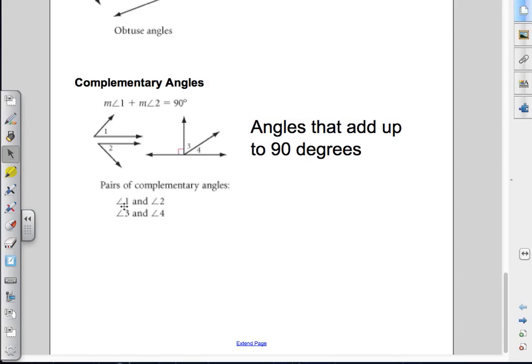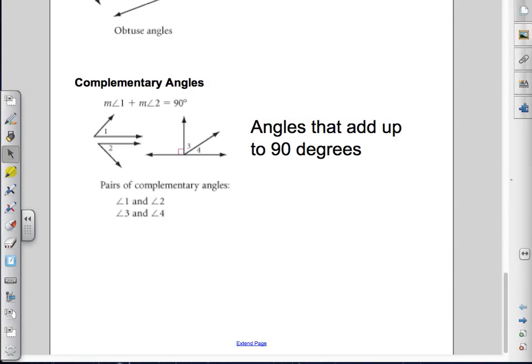So here it says pairs of complementary angles, angle 1 and angle 2. Well, these two angles, since they add up to 90, they are complementary. Over here, angles 3 and 4 are adjacent. They're next to each other, sharing a vertex and a side. And since they add up to 90 degrees, they're also complementary angles. So complementary angles can be separate or adjacent. As long as they add up to 90, they are complementary.